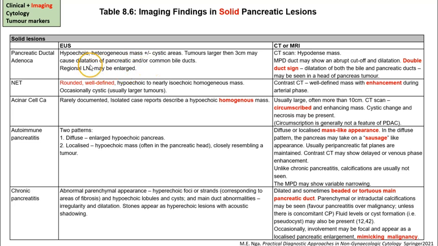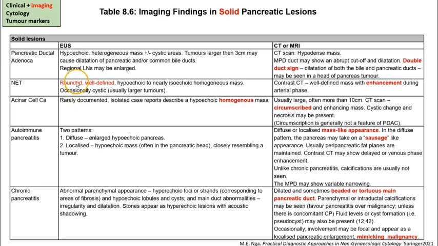There may be associated dilatation of the pancreatic or common bile ducts, and this is a very important sign, particularly on the CT or MRI, where we can see an abrupt cut-off and dilatation of the main pancreatic duct, and this double duct sign, which essentially means dilatation of both the bile and pancreatic ducts. This is highly suggestive of a tumor in the head of the pancreas.